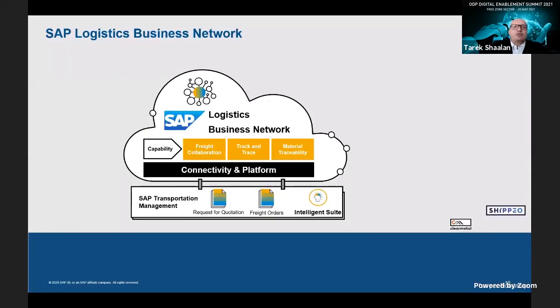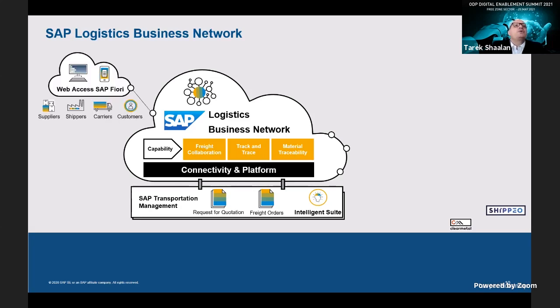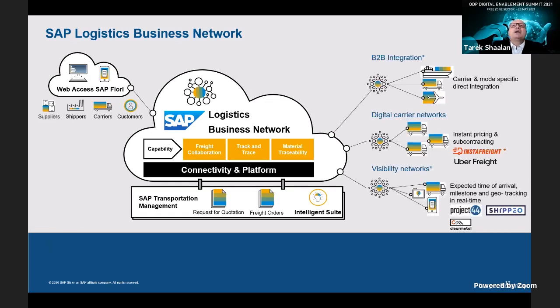And one of the examples to show you how the value-added services and the cooperation around the cloud could work, I'm just showing one of the solutions that are becoming possible now, something like the SAP Logistics Business Network, where you could connect, have collaboration, freight collaboration, track and trace, material traceability, all connected on the platform, and you can connect with web access and SAP Fiori, and you could have lots of business integration with lots of other providers as well, and outsourced services for logistics service providers, something like Uber Freight, and we have implemented this in several projects successfully, and expand your network for anything you want to outsource.